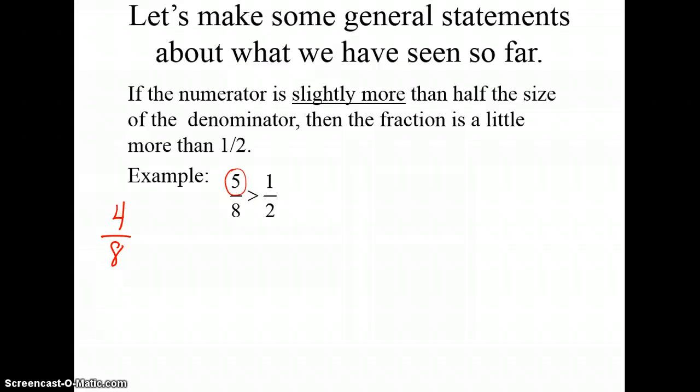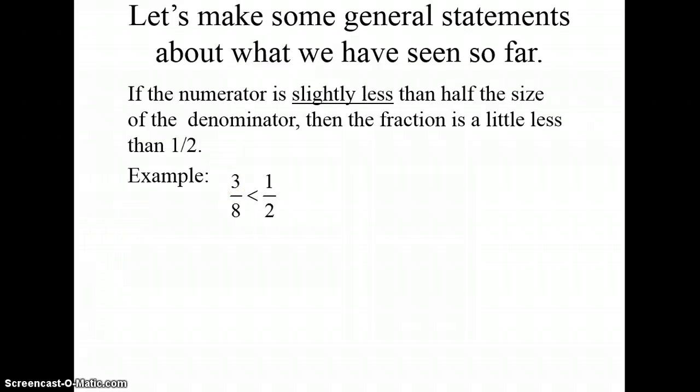You may also have thought: if the numerator is slightly less than half the size of the denominator, then the fraction is a little less than 1/2. Referring back to my original example of 4/8, 3 is a little less than 4. So 3/8 is a little less than 1/2, but it's still really close to 1/2. So if we're estimating a fraction like 3/8, I might round it to 1/2 because it's close.